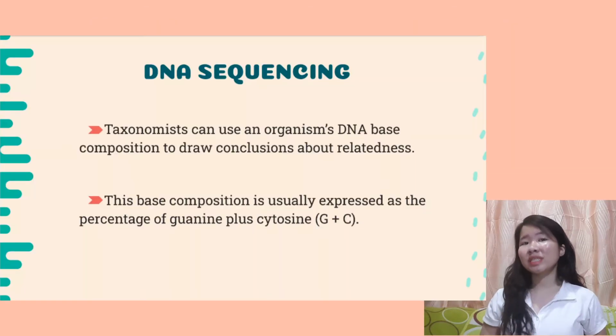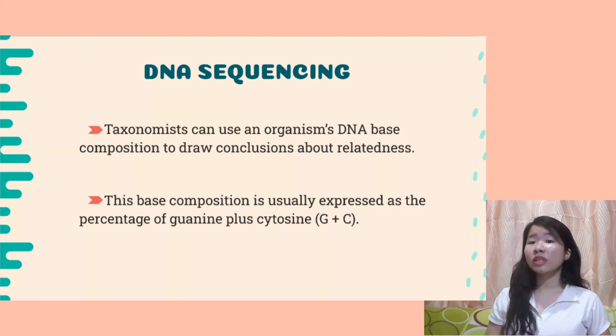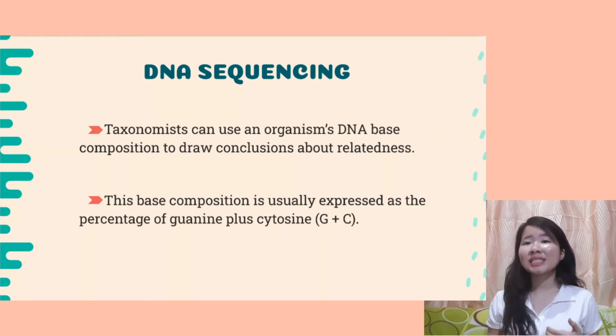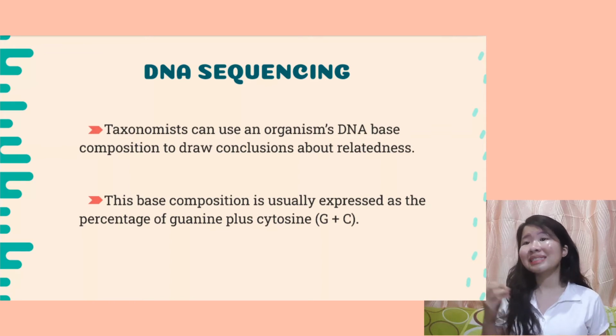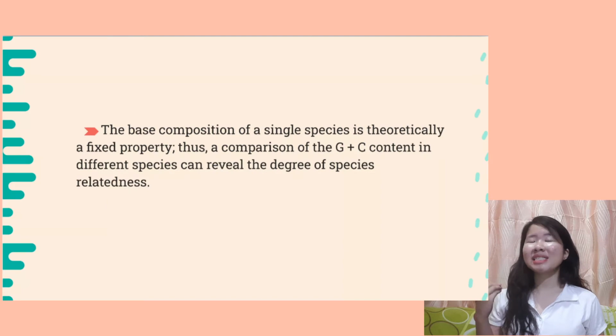And now we are going to proceed to the second one, which is DNA sequencing. Taxonomists can use an organism's DNA base composition to draw a conclusion about their relatedness. This base composition is usually expressed as the percentage of guanine plus cytosine, or G plus C. The base composition of a single species is theoretically a fixed property. Thus, a comparison of the G plus C content in different species can reveal the degree of species relatedness.